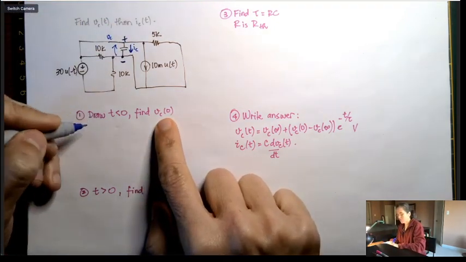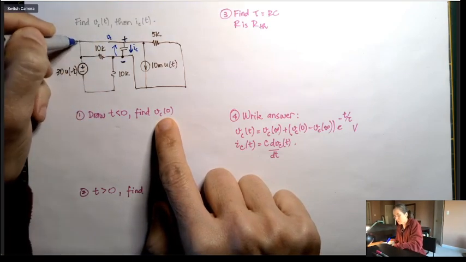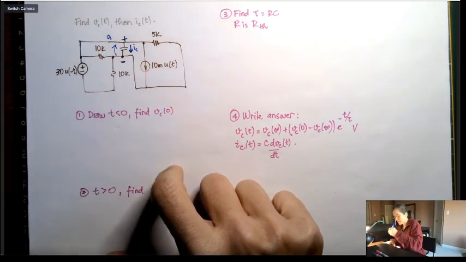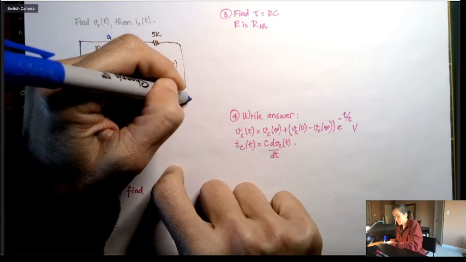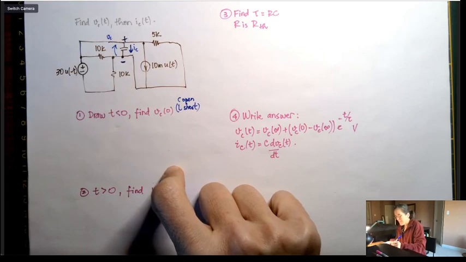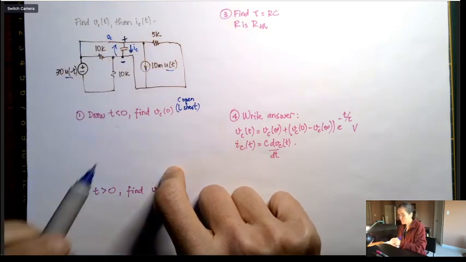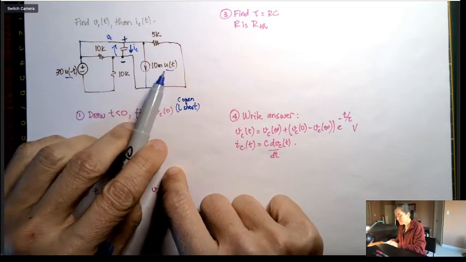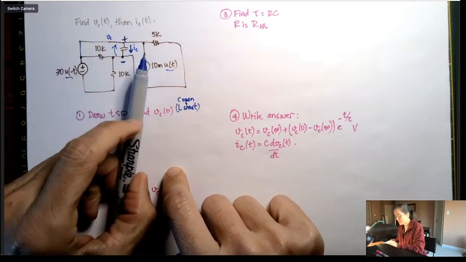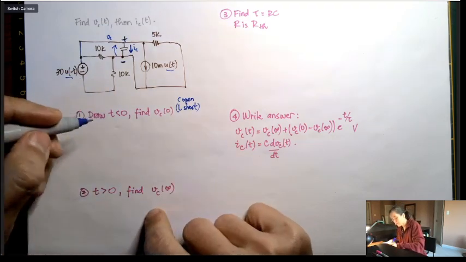So I'm going to start by drawing the circuit for t less than 0, and in this case I'm going to leave the capacitor open, not just in this case, every time. Capacitor open and inductor short if this were an RL. And I don't want to write the use of t's, I want to interpret them. So before t equals 0, this power supply is turned off, so I'm going to leave this open, and this power supply is on, so I'm going to leave those 30 volts there.